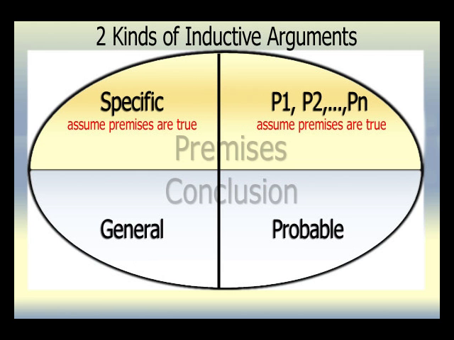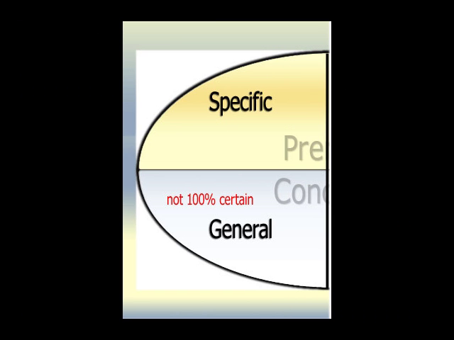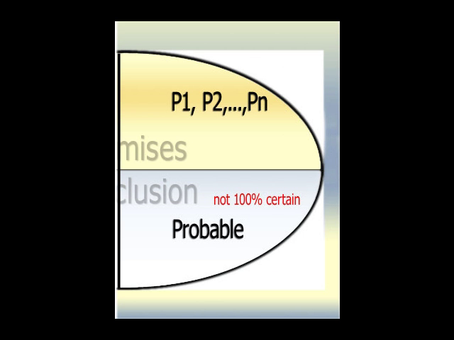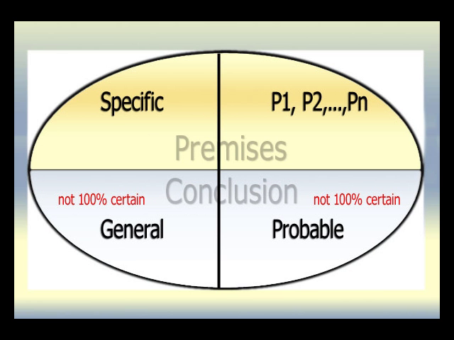But that notion of probability is inherent in the definition of our second type of inductive arguments, which have to do with the lack of certainty and not with the notion of making claims that are specific and then concluding about generalizations. So just remember, there are two types of inductive arguments, and this is how you're going to be able to spot them. Either the argument makes claims going from specific to very general, or the argument has a conclusion that's only highly probable given the truth of the premises.